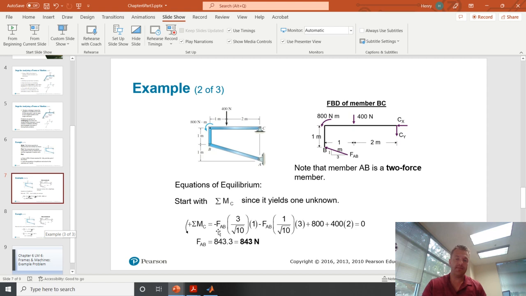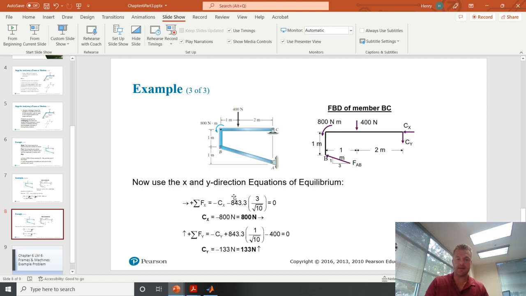And then once you have FAB, right, it's just going to be simple horizontal and vertical equilibrium. You can sum all forces in the X direction and sum all forces in the Y direction in order to find the reactions at C. And what we notice is that since CX turned out to be negative, our assumption of it kind of tending to push the rod out is incorrect. So it's actually pulling it back into the right.